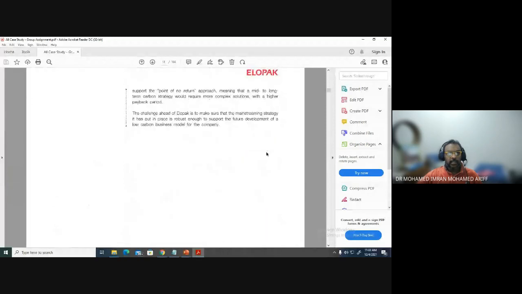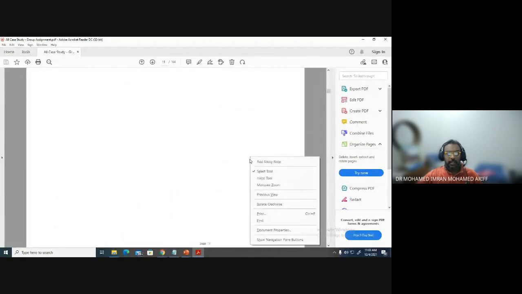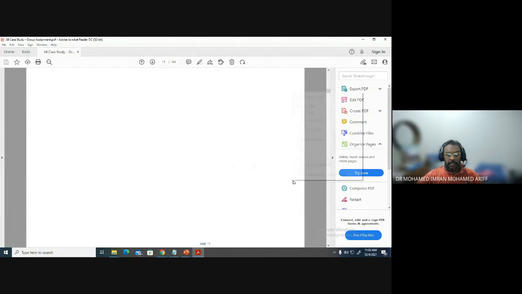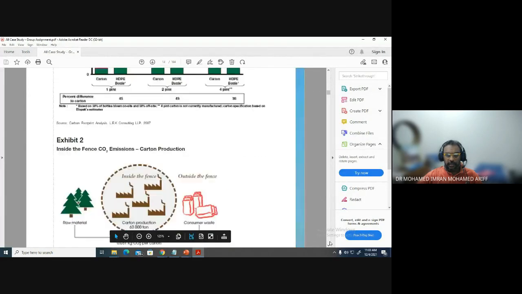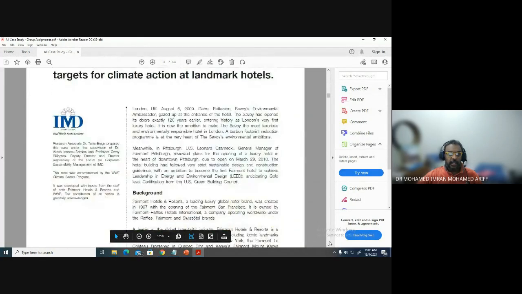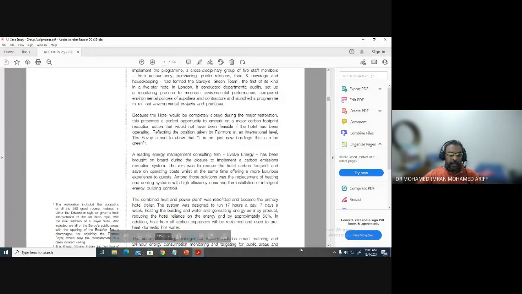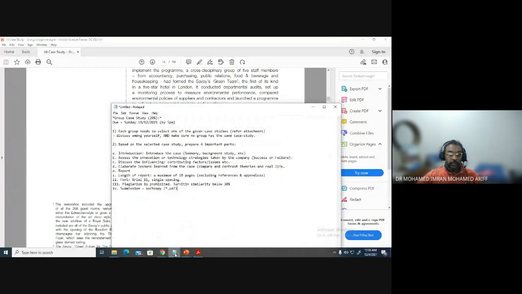Ada dalam, I think 9, 10, 11 lah. Okay, so you can read this case study, choose one, and once your group has chosen one, each group needs to select one of the given case studies. Refer to the attachment yang tadi tu, dalam email awak ada. Discuss among yourself and make sure no group has the same case study lah. So pastikan tak ada group yang sama. Dia pun 2 group, so senang lah.